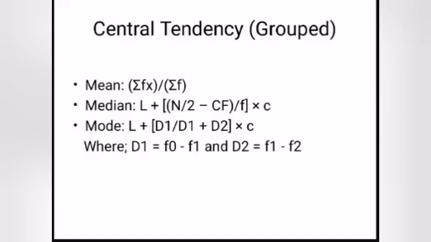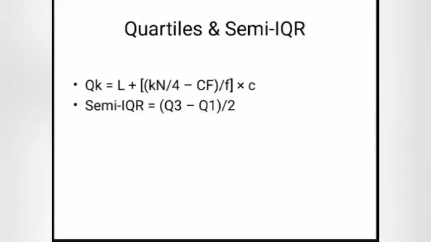Back to the median. I said the L in the formula is the lower class boundary. Then N is the total number of the data set. Then CF is the cumulative frequency before the median class. Then F is the frequency of the median class. And then C is the class width. I'm just stating the formulas now. Moving forward, we'll solve questions using these formulas.